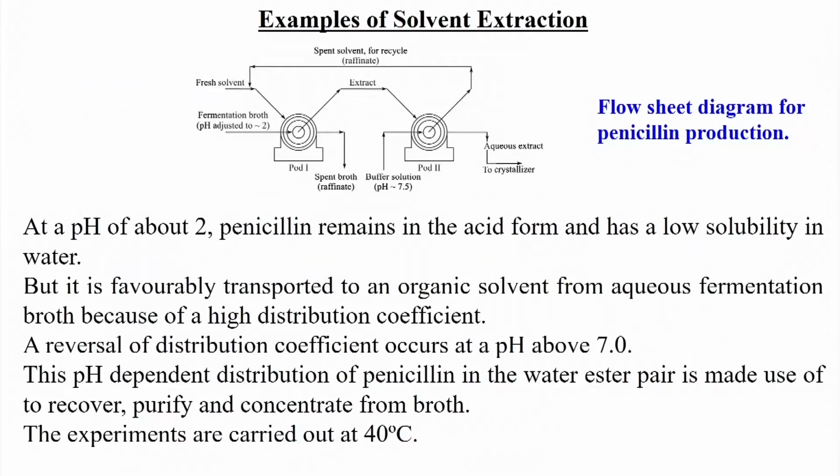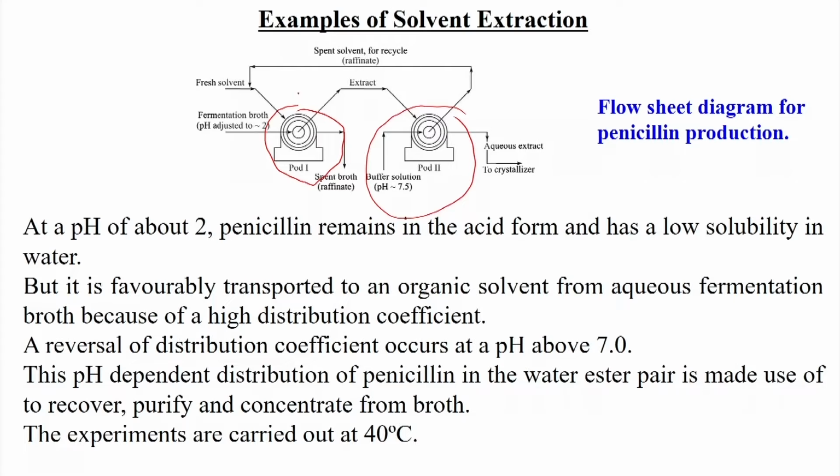We can explain this very schematically. We have this fermentation broth at around pH 2, and it is extracted using the solvent. At around pH 2, penicillin remains in the acid form and has a low solubility in water, so it is extracted in this system. But once we increase the pH up to 7.5, it is favorably transported to the organic solvent from the aqueous fermentation broth because of the high distribution coefficient.